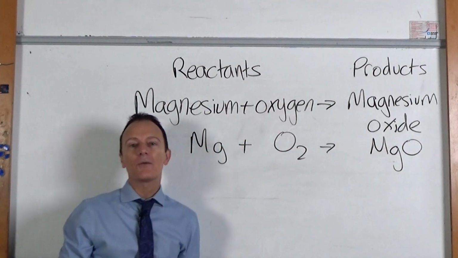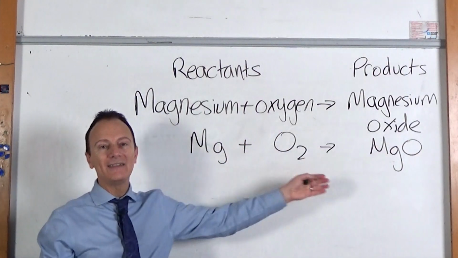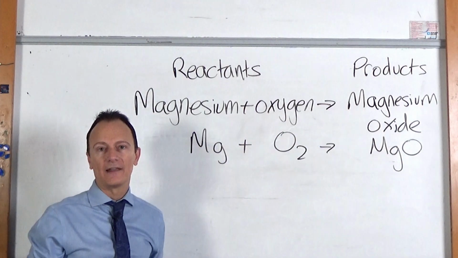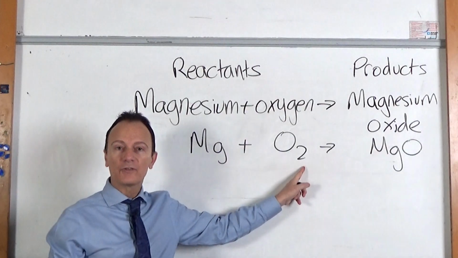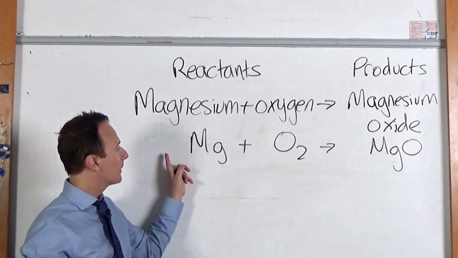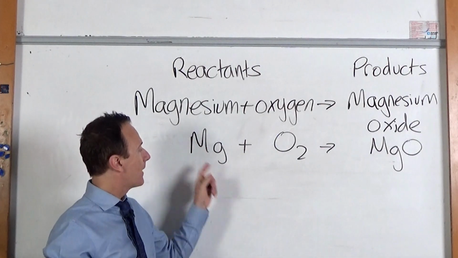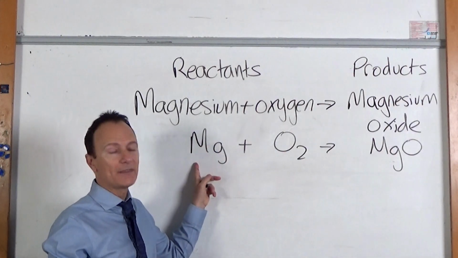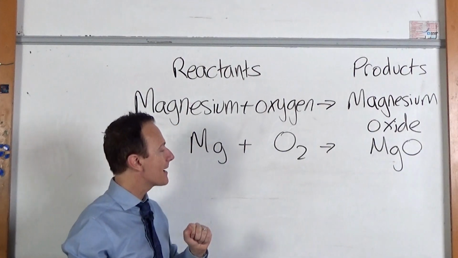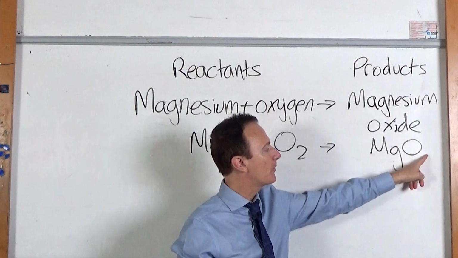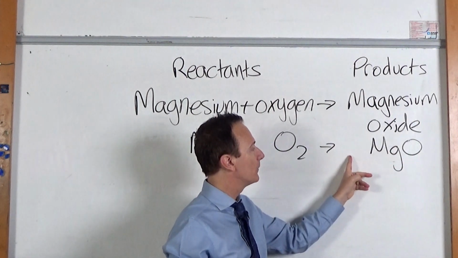But I need to balance the equation to get the same number of magnesium atoms on each side and the same number of oxygen atoms on each side. Now, I can't mess with those small numbers. All I can do is put large numbers in front of each formula to try and balance it. So at the moment, I've got 1 magnesium on the left, 1 magnesium on the right, 2 oxygens on the left, 1 on the right. I can't simply put a small 2 here. I need to put the 2 here.